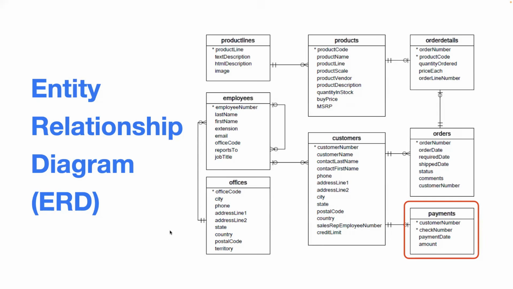So that's the entity relationship diagram. That is the structure of the database. This is not actual data. This is simply telling us the tables and the columns within those tables. And it's always a great idea to review the entity relationship diagram of a database before you start writing queries for it.